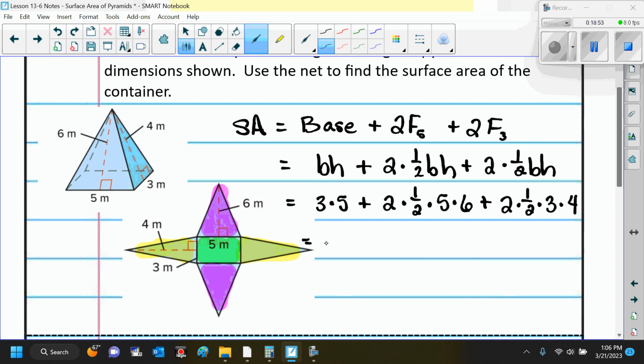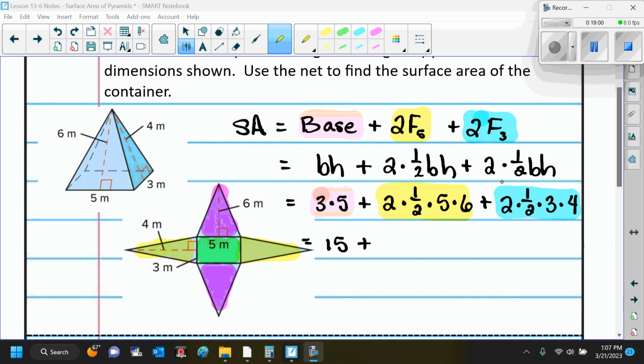So here, 3 times 5 is 15, plus, all right, so here I just highlighted them so you can see what goes with which one, okay? So again, you can simplify before you multiply. So I'm going to go ahead and simplify the 2 and the 6. So 2 divided by 2 is 1, 6 divided by 2 is 3. So now we have 2 times 1 times 5 times 3. So 2 times 5 is 10 times 3 is 30.